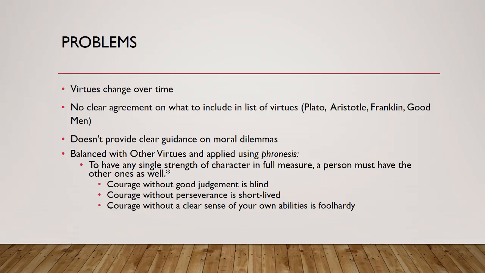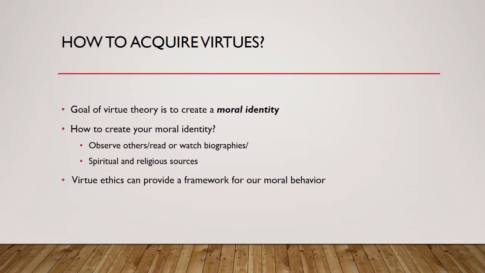And you also have to balance these virtues out. You very often can't have one virtue without another. An example is that courage without good judgment is blind. You're just blindly moving forward. Courage without perseverance doesn't last very long. And courage without a clear sense of your own abilities is very foolhardy. I might have the courage to go hang glide and jump off a cliff with a hang glider, but if I don't have the ability to hang glide, that's probably not a really smart decision. So you kind of have to find a good balance of what virtues you believe in and what you have.